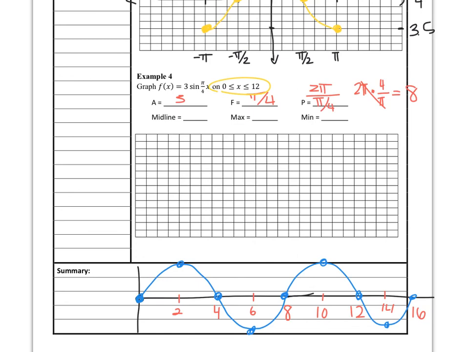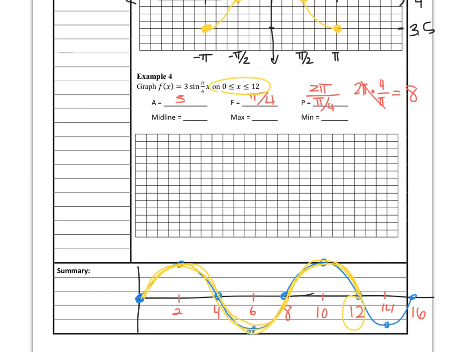So it's easy just to plot a second full cycle, figure out your numbers, and then we'll look at how far along we actually have to graph based on the given domain. So in this case, it looks like we're plotting 1.5 cycles, because we have to go from 0 to 12.